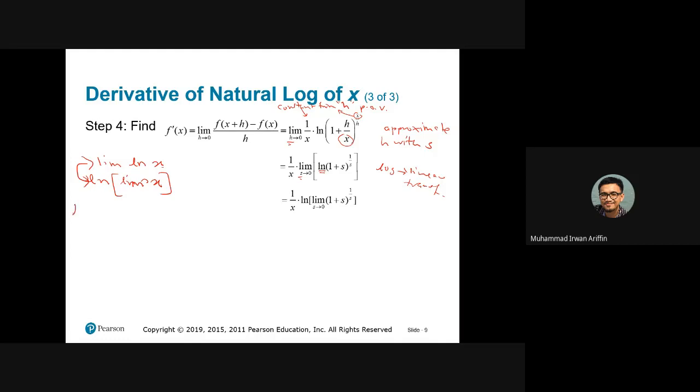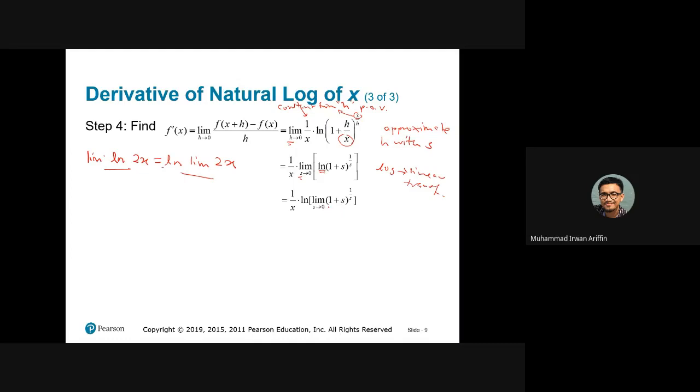My handwriting here is not really good, but if we were to have the limit of, let's say, log of 2x, this would be similar to log of the limit of 2x. This would be the same. So this is why we can take the log out and simply find the limit of this term, the term in the bracket.